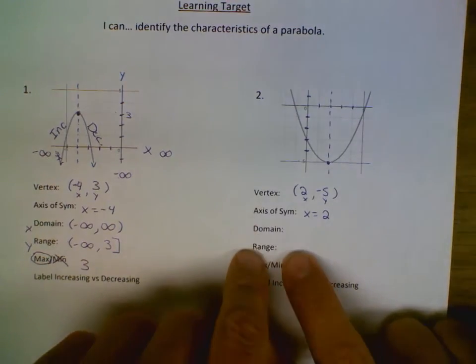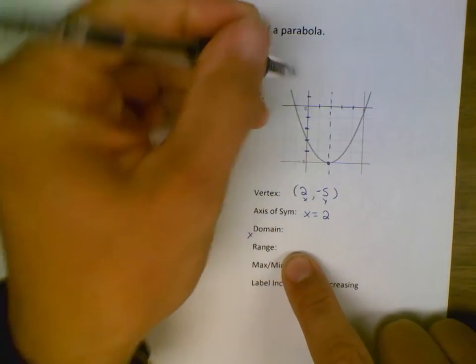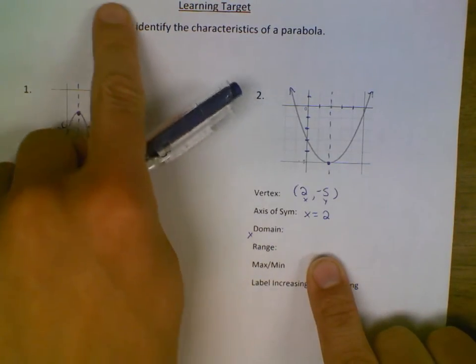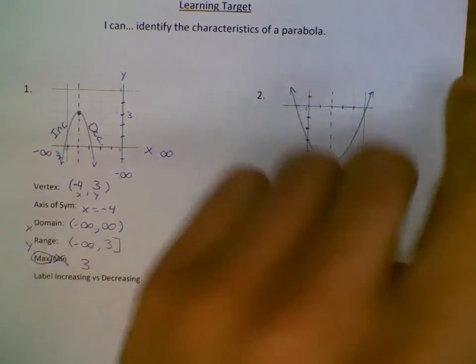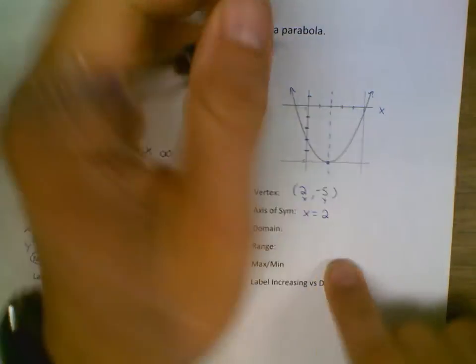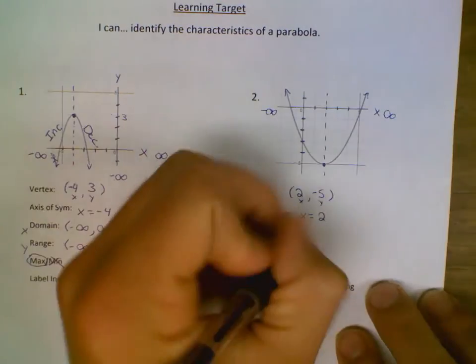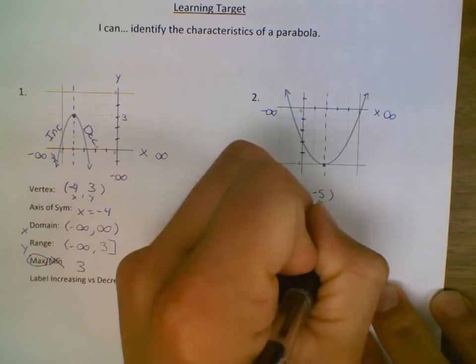Looking at domain and range, remember domain is our x's and it's a parabola, so it's going forever to the left, it's going forever to the right. So on my x-axis, I'm going to hit -infinity and I'm going to hit +infinity, right? So it's going out forever, so my domain is all real numbers.